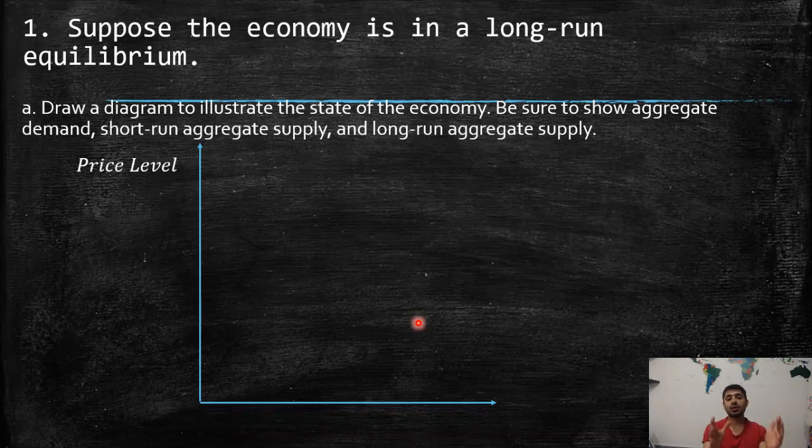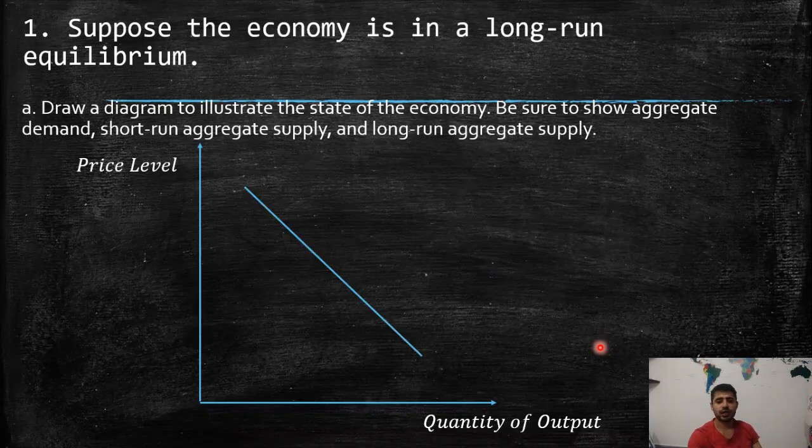We have in the y-axis the price level, and in the x-axis the quantity produced, or the quantity of output. Here we have the aggregate demand, and here we have the aggregate supply. Those curves are in the short run. How do we know that? Because we have an upward slope and a downward slope. This is the main situation when we have the curves in the short run.